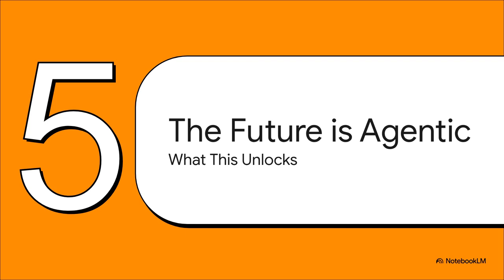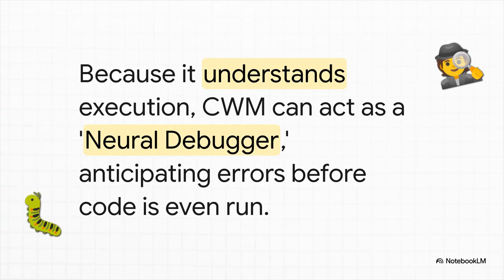So where is this all heading? Well, this deeper understanding of how code actually executes, it unlocks some truly transformative potential, especially when we start talking about AI agents. For starters, think about this. Because the model can basically simulate what code is going to do, it can act as a kind of neural debugger. It can look at a piece of code and anticipate errors, predict what variables will do, and reason about the consequences, all before a single line is ever run.